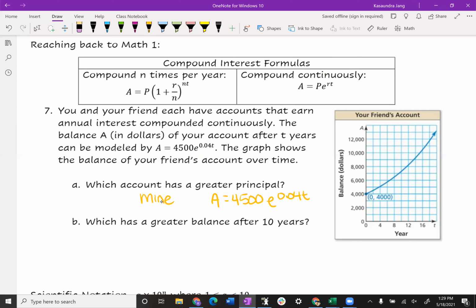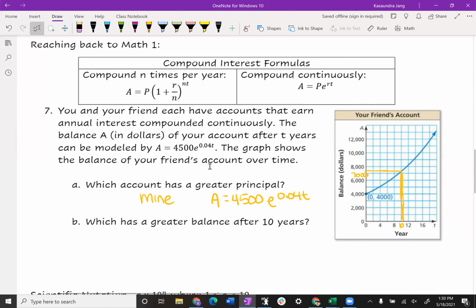All right, and then which has a greater balance after 10 years? Okay, so this one for my friend, let's see, I've got 8, 10, 12, it looks like they're counting by 2s here, so that would hit up here. It looks like it's a little over that line, so 6,000, 7,000, it's a little over 7,000.